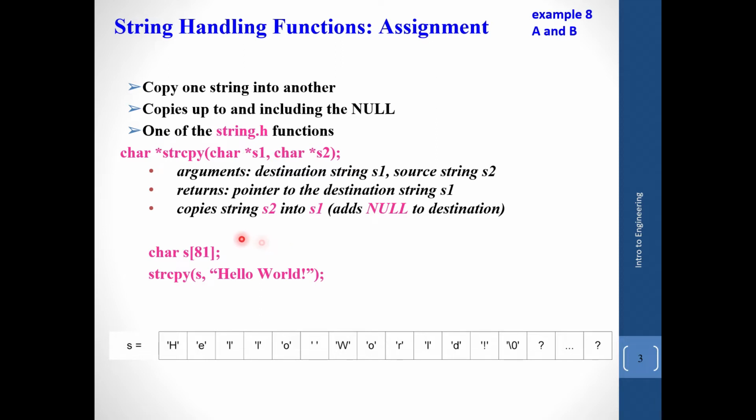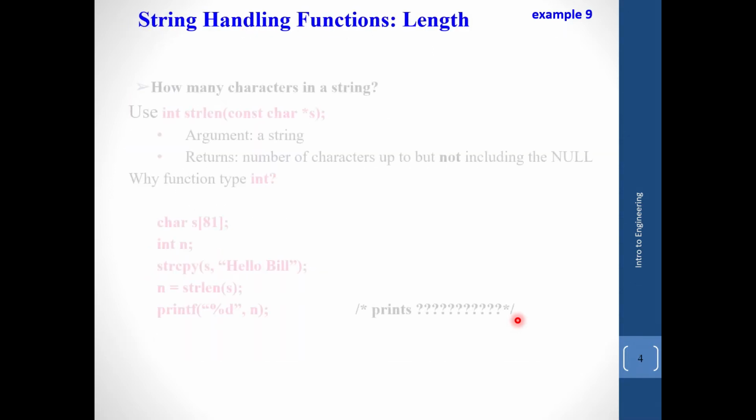Okay, so let's look at what happens when we use string copy as an example. I've declared s. I want to copy "hello world!" into my string s. What happens after I run this line of code? I get s equal to "hello world!" with the null character added on the end. String copy is specifically for chars, so it adds that null character for you.